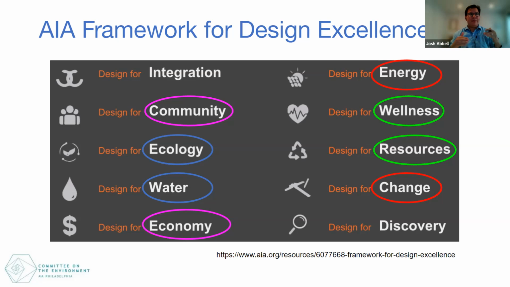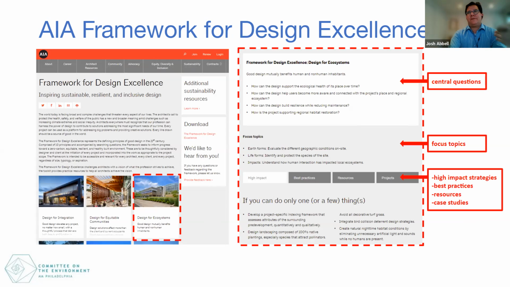But basically, the framework for design excellence sets up questions in these 10 areas: design for integration, community, ecology, water, economy, energy, wellness, resources, change, and discovery. And as you get into each of those measures, they're set up around a set of central questions. In this case, design for ecosystems, how can the design support ecological health of its place over time? Is the first question. But then getting into topics that break down the answers to these big questions.